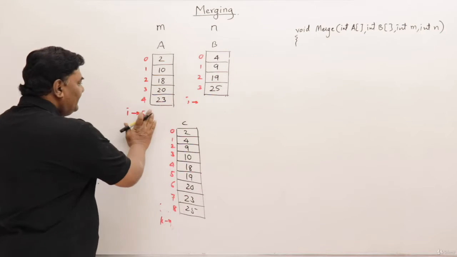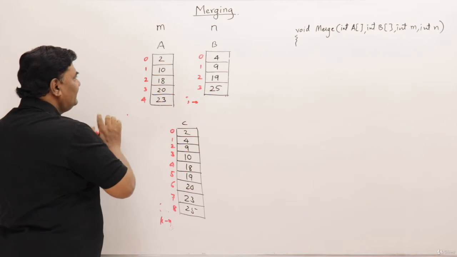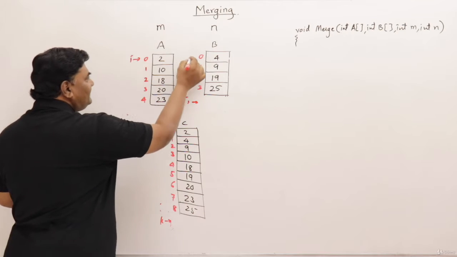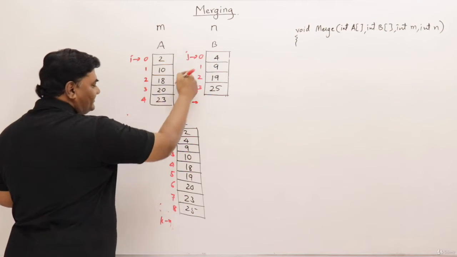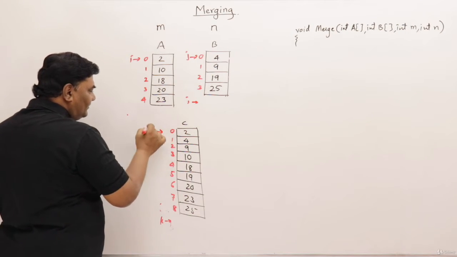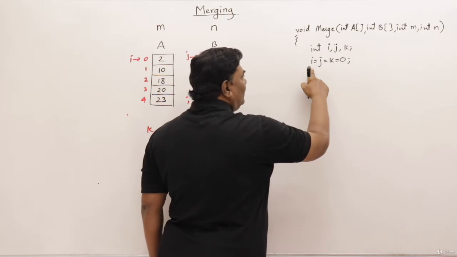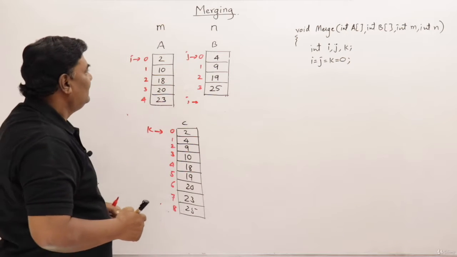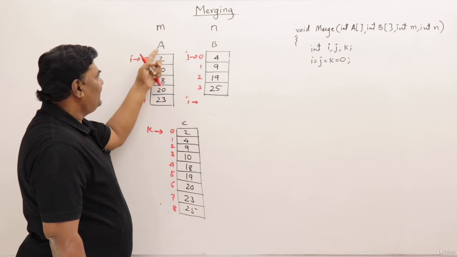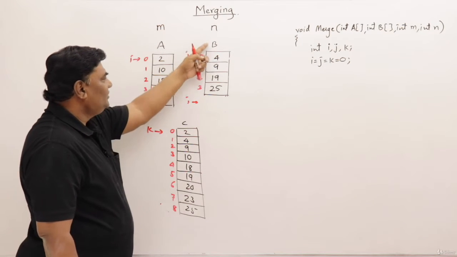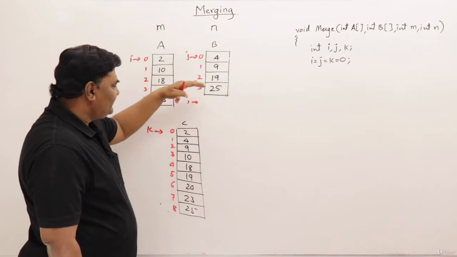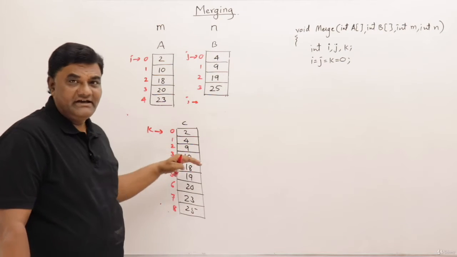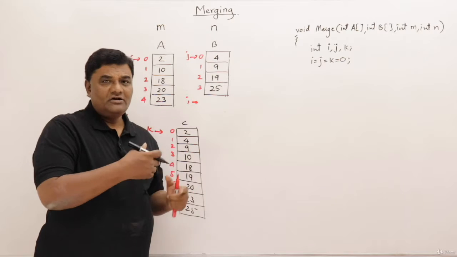So what we need is i on this first list and j on this list, that is from the starting index, k also on the starting index of C. So all three indices i, j, k are initialized with 0. They are at 0. Every time I should compare the element of A of i with B of j, whichever is smaller I should copy it in C of k, either A of i or B of j.